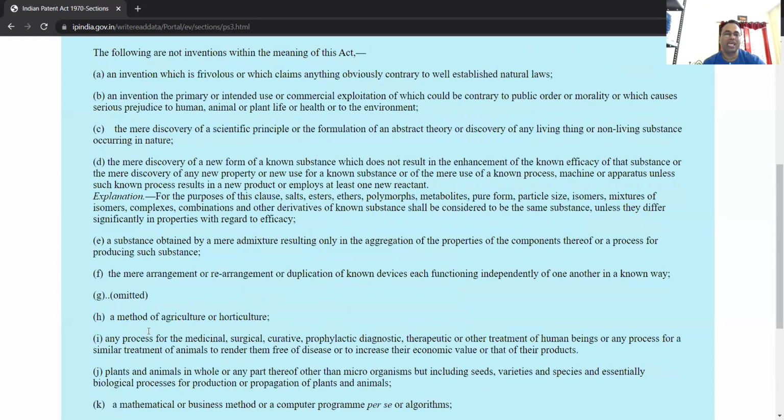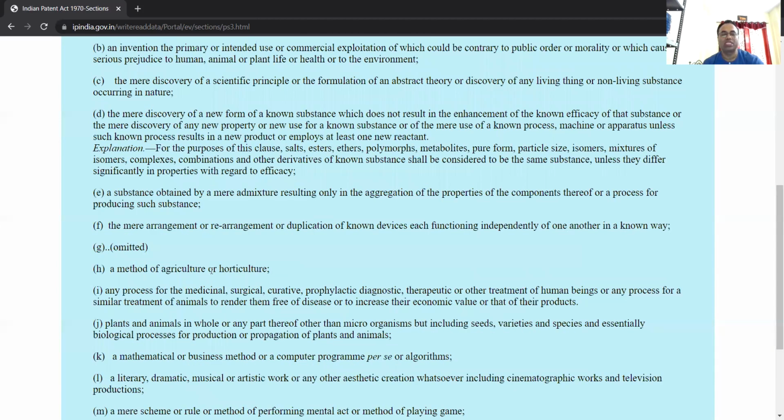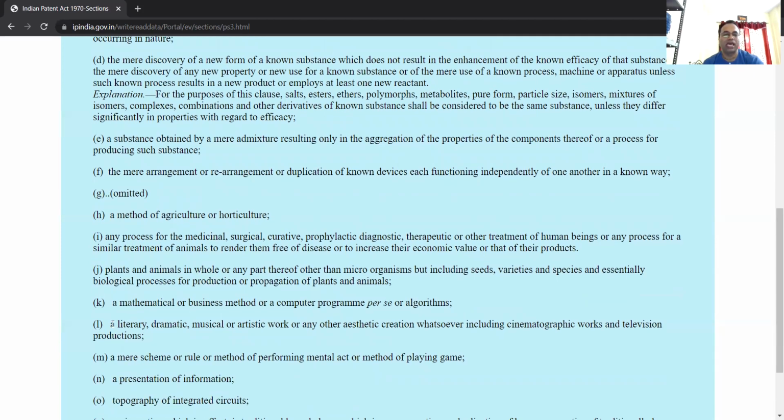So from section 3A to P, we need to remember. So how I did, A means anything which is frivolous, and B means harmful, one line. C means mere discovery. D means new form. E means mixture. F for arrangement. H for horticulture. I for medicinal. J for jungle. So from jungle, I remember that plants, animals, and seeds are not patentable. K for mathematics, business. L for literary or copyright.